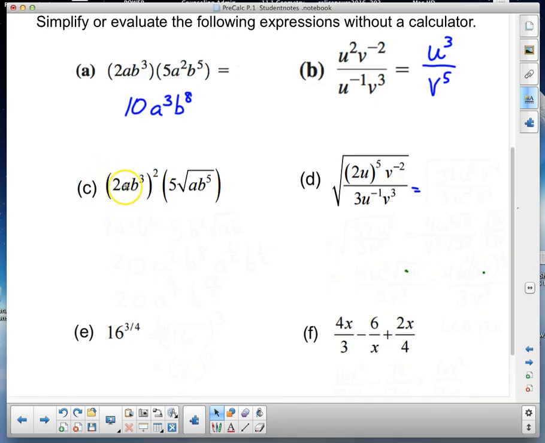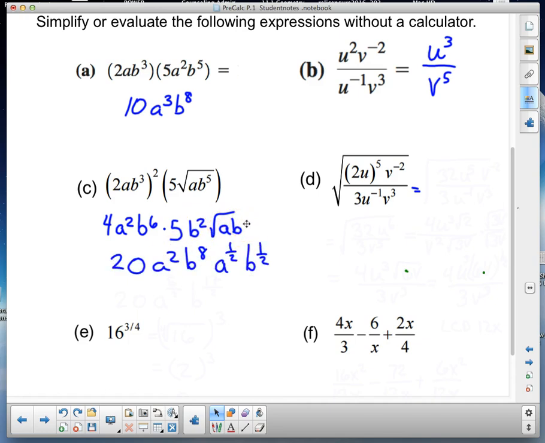I got 4a squared b to the sixth. And then I've got 5a to the 1/2 b to the 5/2, or I could take out, and better yet, take out a 2b and leave a b underneath. And then I can multiply my numbers together, which I get 20 a squared b to the eighth. And then I got a to the 1/2, b to the 1/2. Or I could look at this and combine my a's together with halves. This would be 4 halves, this would be 16 halves. Then I could go 25 halves a, b 17 halves. That's my answer.